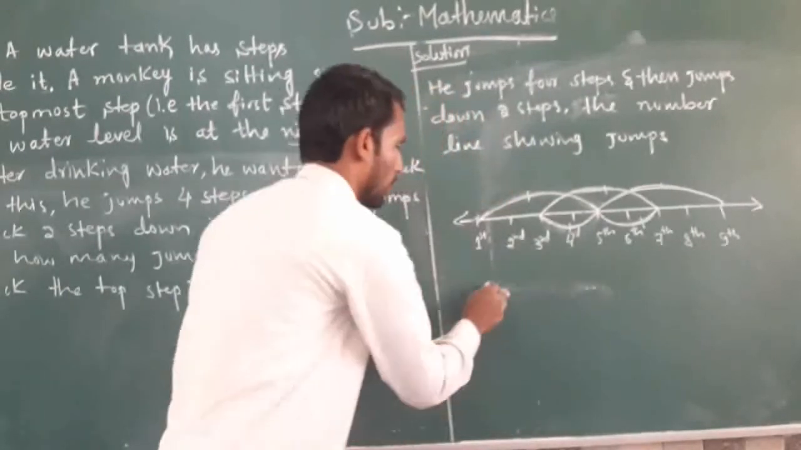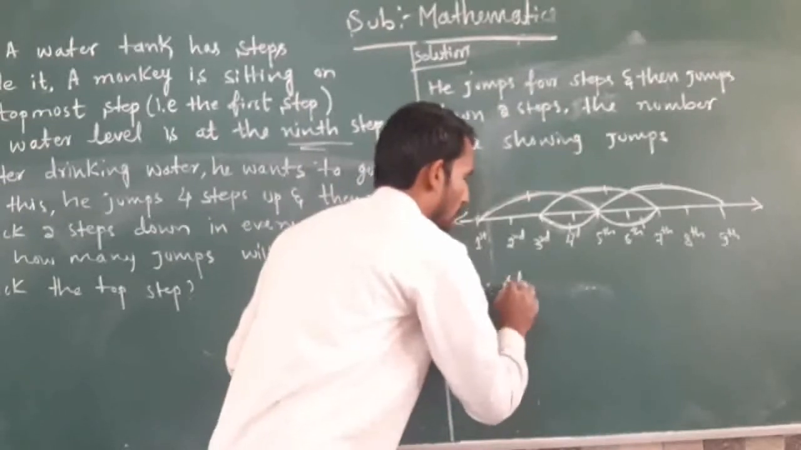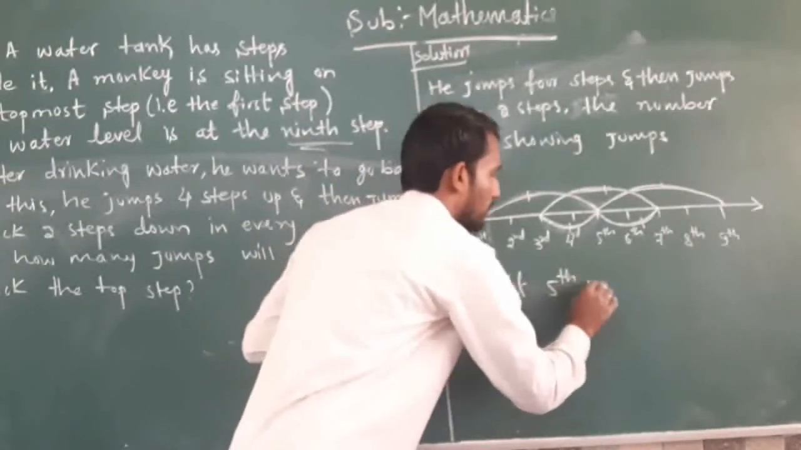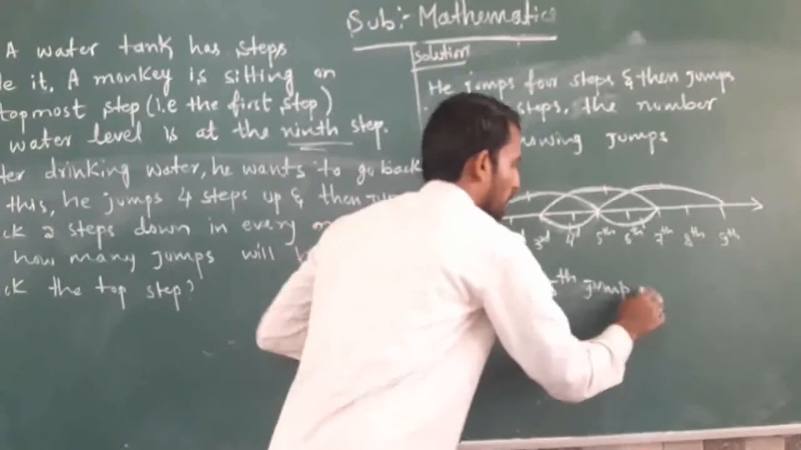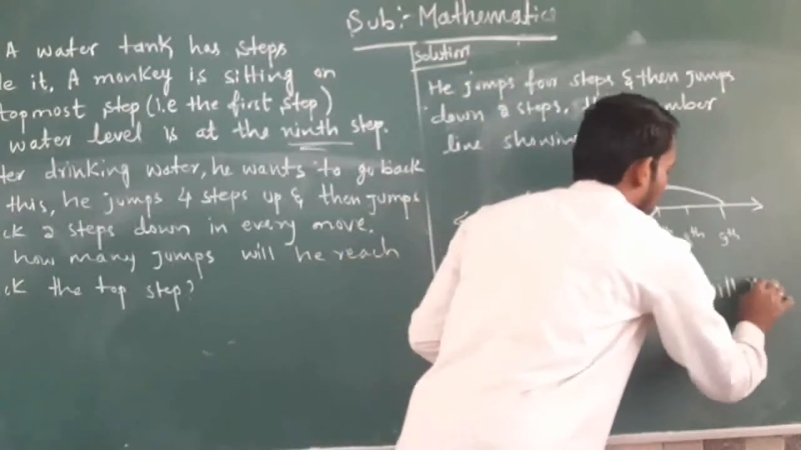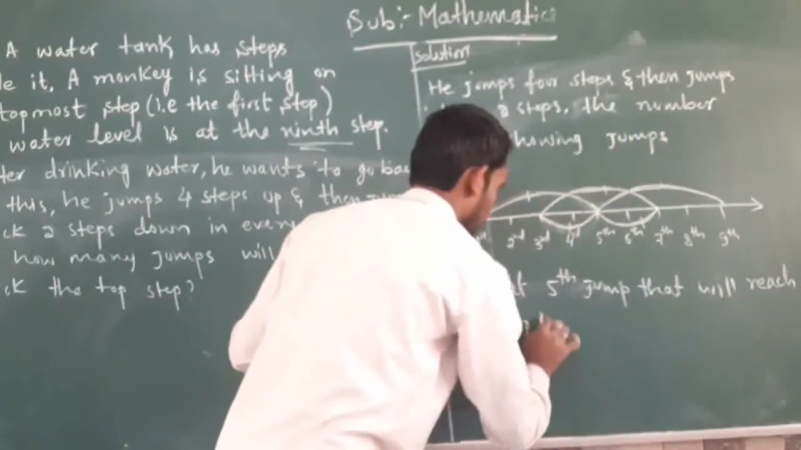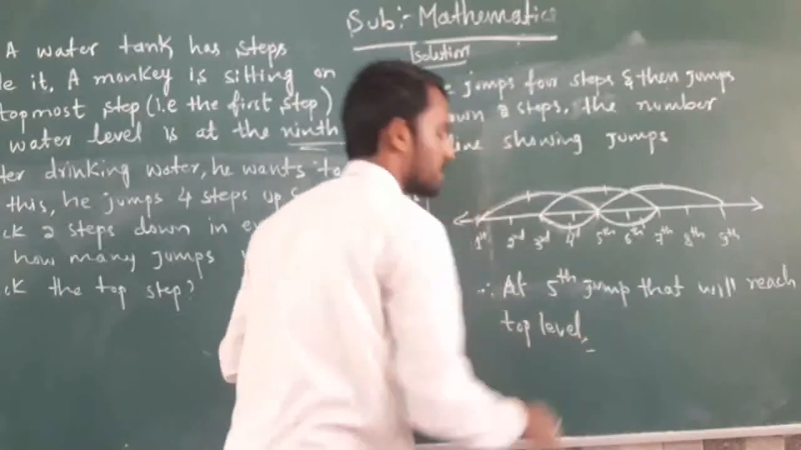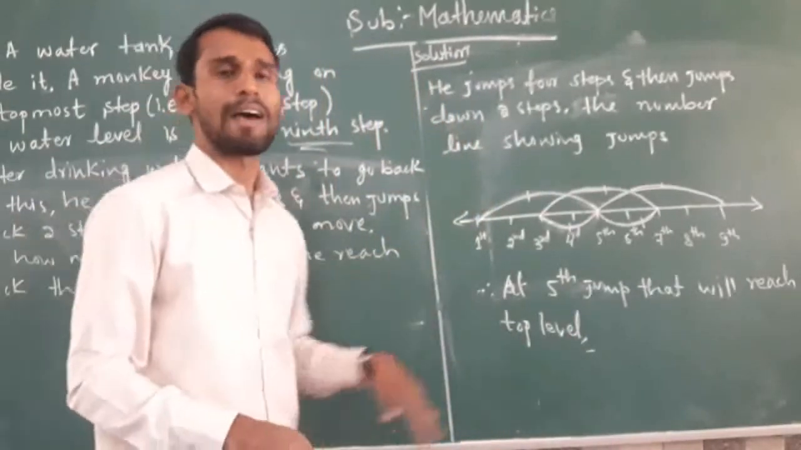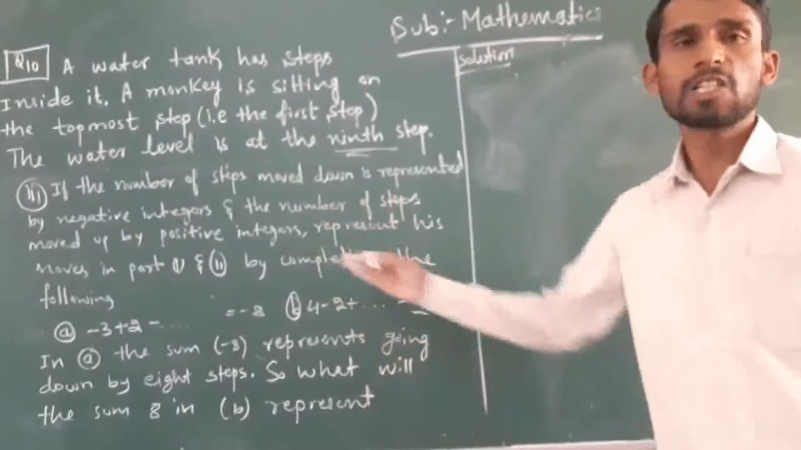See, therefore, the monkey at fifth jump will reach top level. Top level. This is the answer. Next, last part I am taking here. Last part of this problem I am taking. This is the last part of this question.